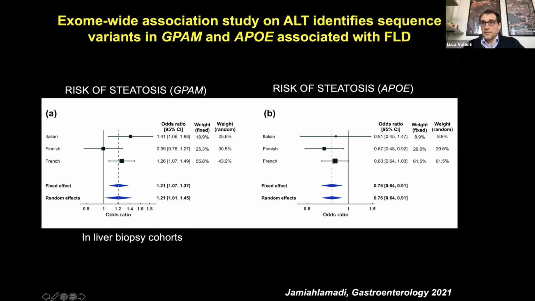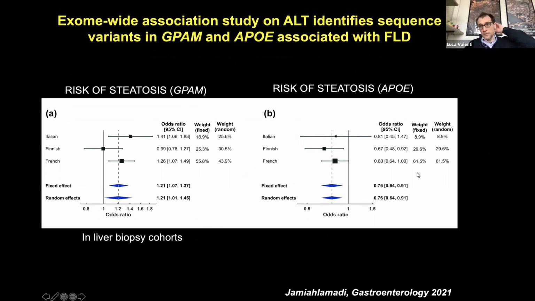And the other one, interestingly, is the ApoA4 variant, which is the main genetic risk variant for Alzheimer's disease. Consistently with other data that are coming out, it resulted protective against not only ALT levels, but also hepatic fat accumulation in the UK Biobank, the histological steatosis, and remarkably also against the development of cirrhosis and liver cancer in the same cohort.